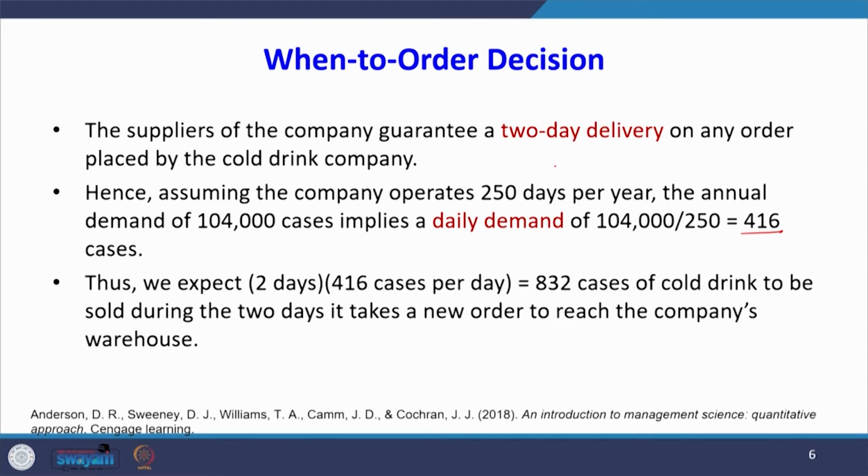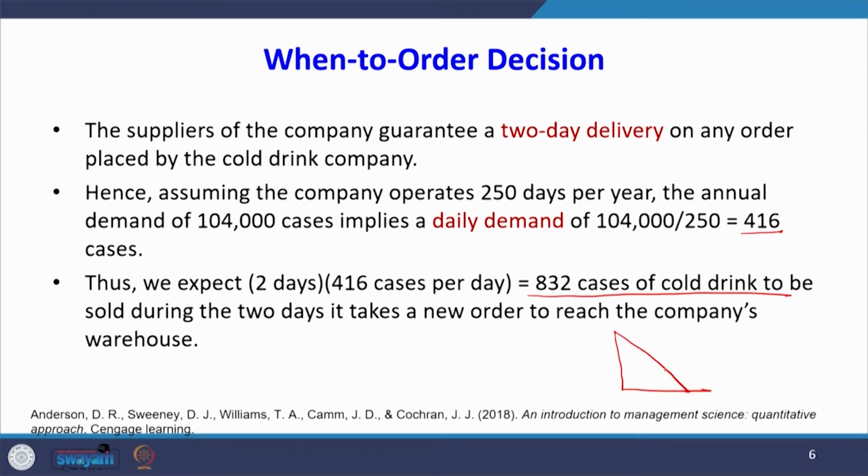We know that the lead time is 2 days. So, what you have to do? We take the 2 days and multiply it by 416 cases per day. So, this is 832 cases of cold drink to be sold during the 2 days it takes a new order to reach the company's warehouse. Okay. So, it is like this.